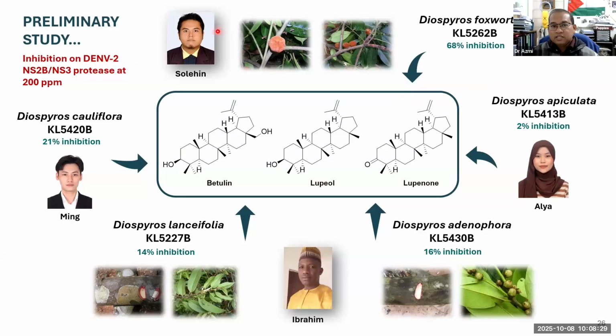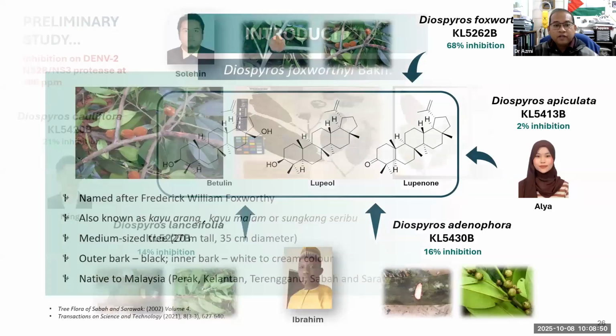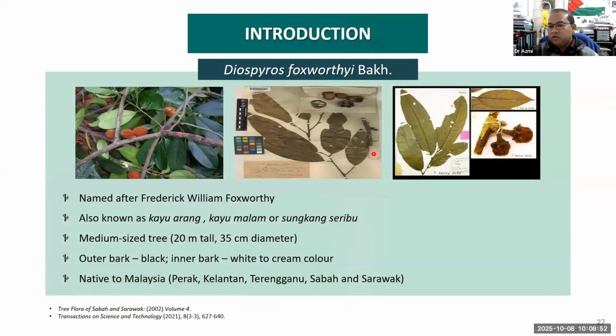So in this case, we repeat the same process. Among them, Diospyros porothy shows 68% inhibition at 200 ppm. Okay, and we managed to isolate the major compounds, which are butylene, lupiol, and lupinols. So this is a part of the introduction about this species. It's known as kayu arang, kayu malam, and sungkang seribu.